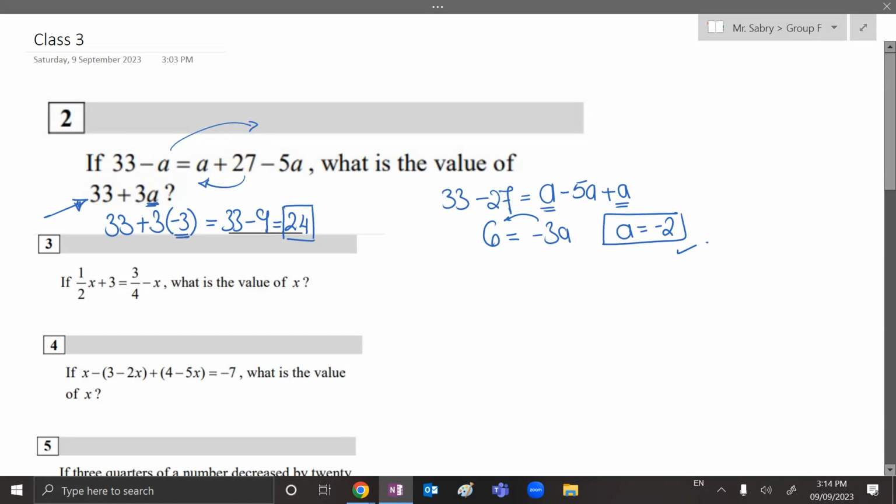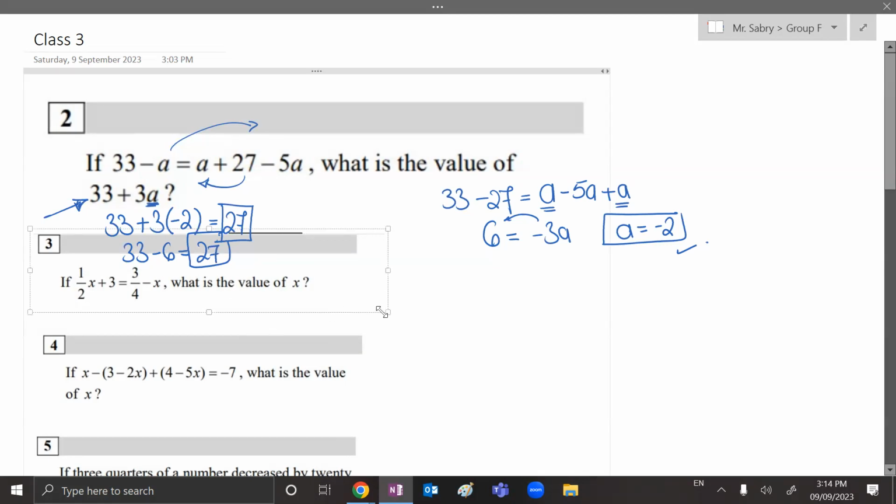But the value of A is negative 2, right? Sorry, right. You're right, I'm sorry. It's negative 2. So this would become 27 in this case. Okay, so that's 33 minus 6, which is 27. Are we good? Very well done.